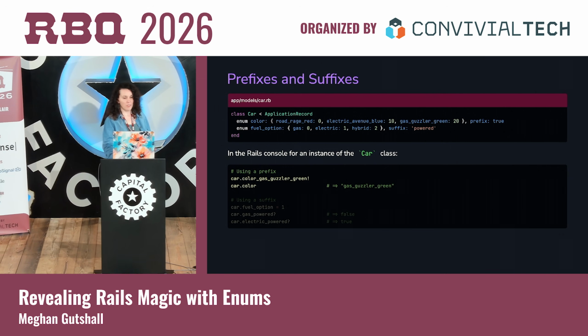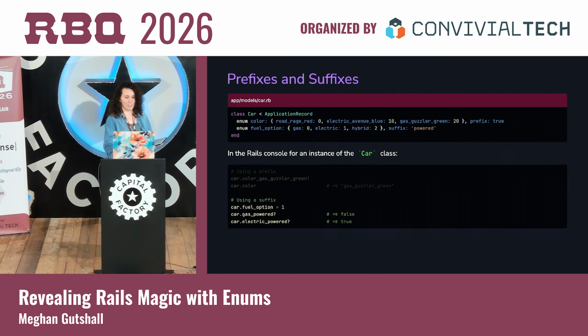So now in our Rails console, we're using a new instance of car and the dangerous method from before. Because we use prefix true, it's prefixing the name of the enum attribute color. Color gas guzzler green with the bang. And now when we query car.color, we get back gas guzzler green.